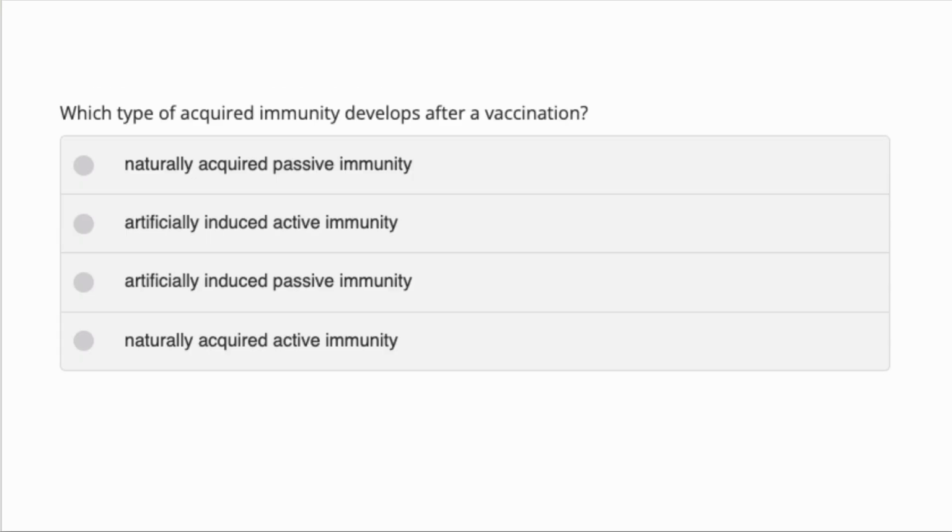All right. Okay. So which type of acquired immunity develops after a vaccination? Pause the video if you need time to read. And there we are. With vaccination, it would be artificially induced active immunity. So it's active because you actually were exposed to the antigen and mounted an immune response, but it's artificial because it was through vaccination.